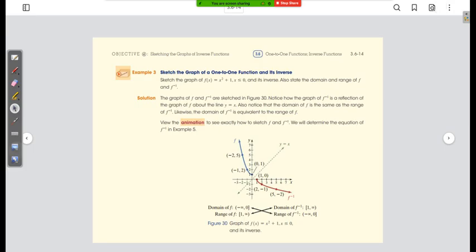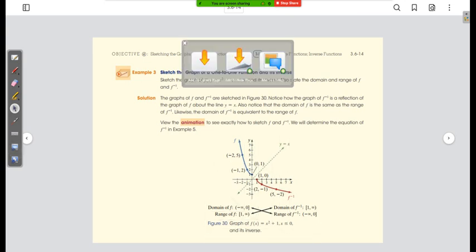That was pretty easy, huh? That's how we sketch inverse functions. And of course, we have to state the domain and range too. So we'll talk about that as well. It says also state the domain and range of f and f inverse.